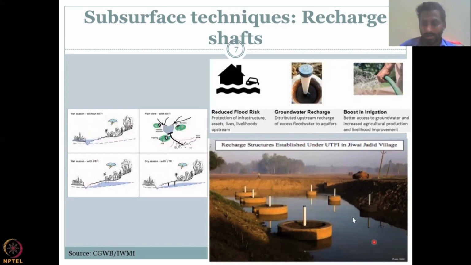Let's look at how it's done. So water is taken from the major rivers or channels and put into this recharge pit or a pond.